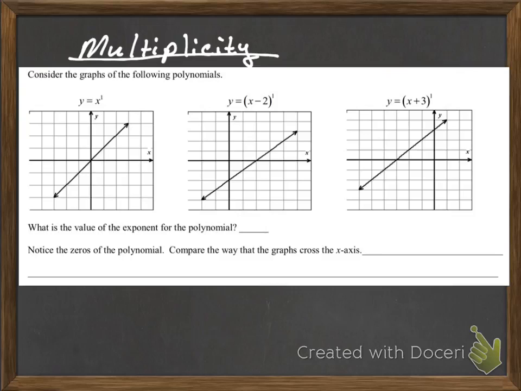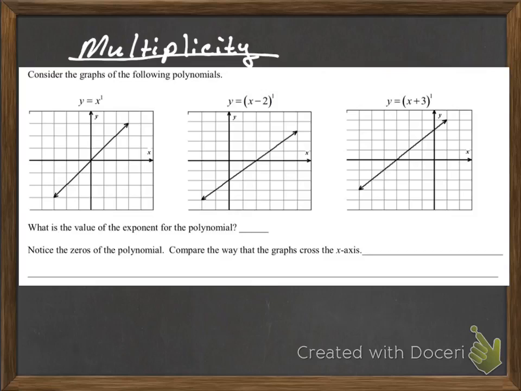So if we look at the first set of graphs right here, the first one is y equals x cubed. Y equals x to the first power. So we have a parent function, y equals x graph. Then we have x minus 2 raised to the first power, which is a shift to the right 2 units. So it's the same graph, just shifted to the right 2 units. And then we have x plus 3 raised to the first power, which transformation-wise, is a shift to the left 3 units.